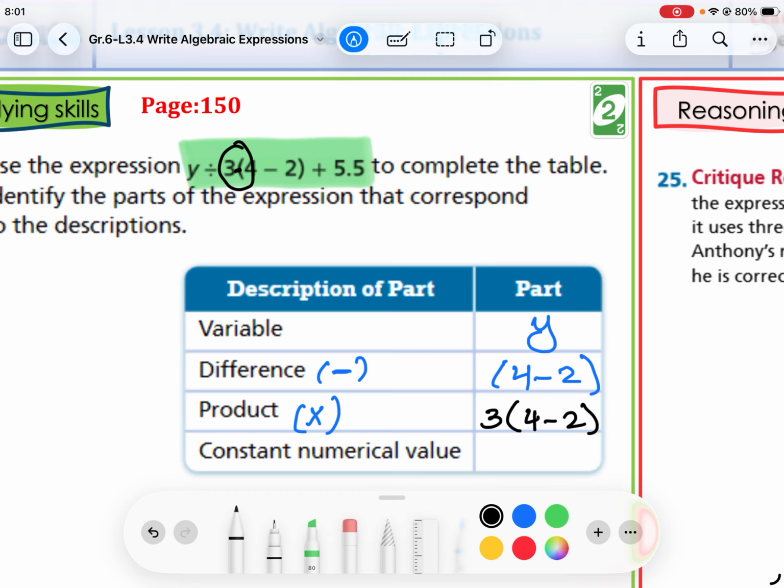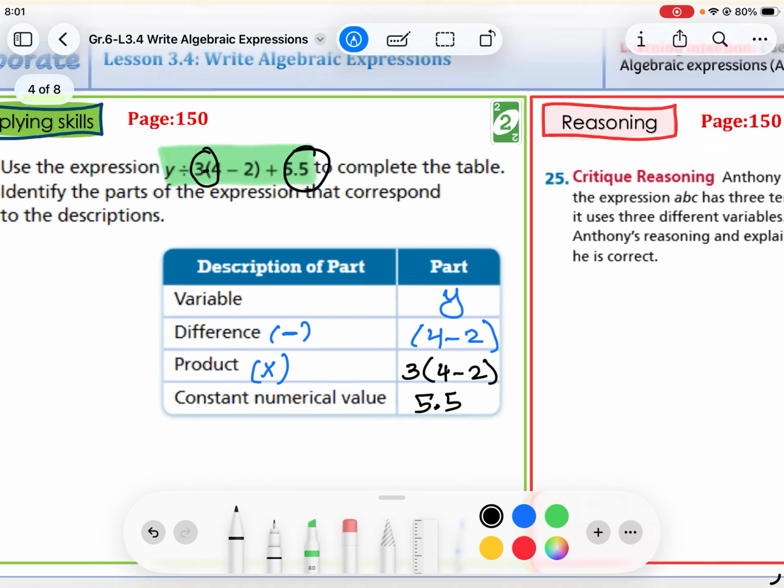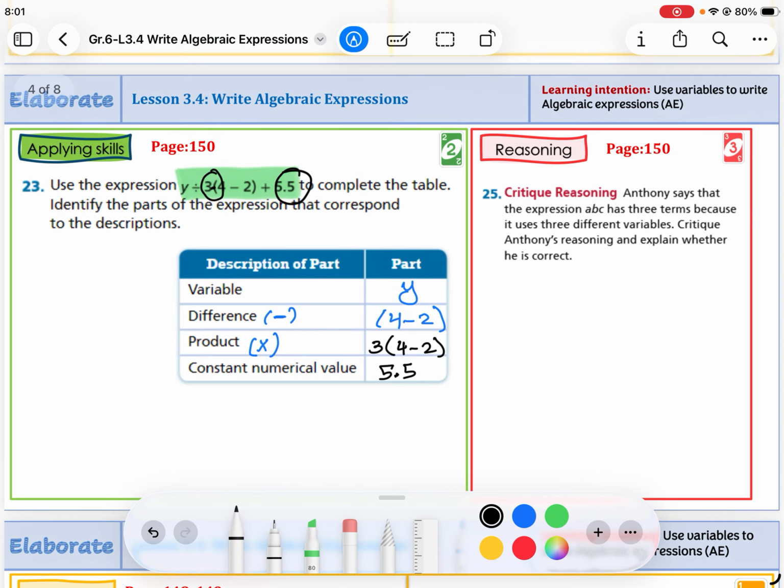Next, the constant. They're looking for the constant. The constant is the number alone, and we have only one number that's standing alone. That's 5.5. Again, I repeat, numbers could be decimals, fractions, negatives, or positives. So this is how you solve the question step by step.